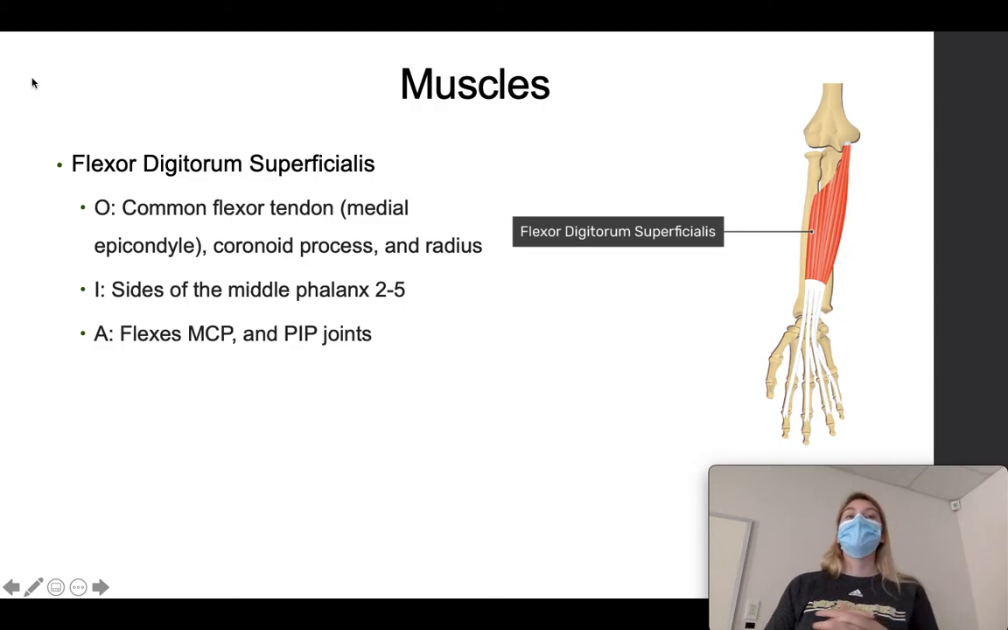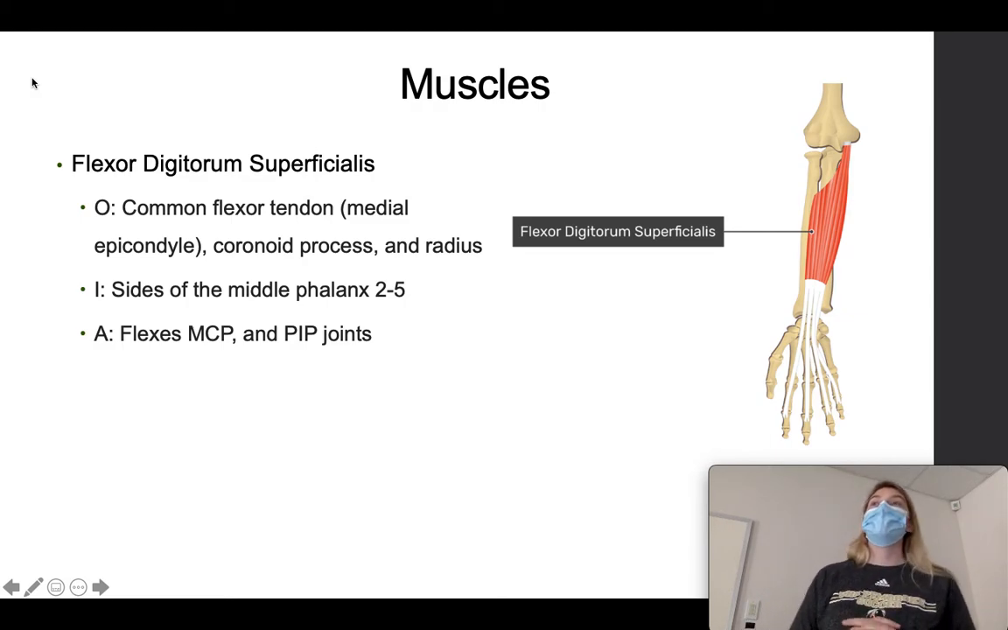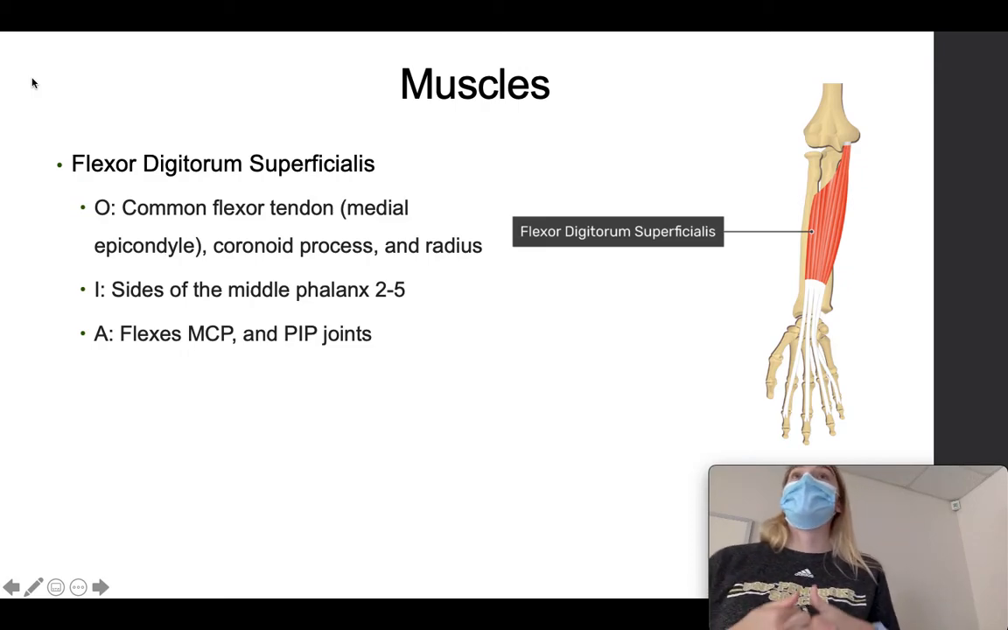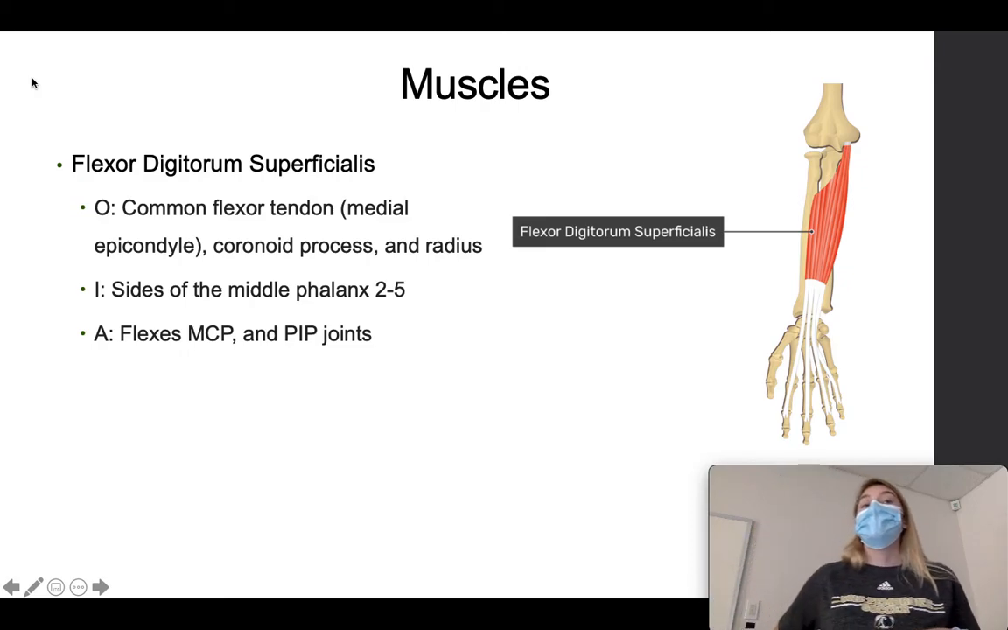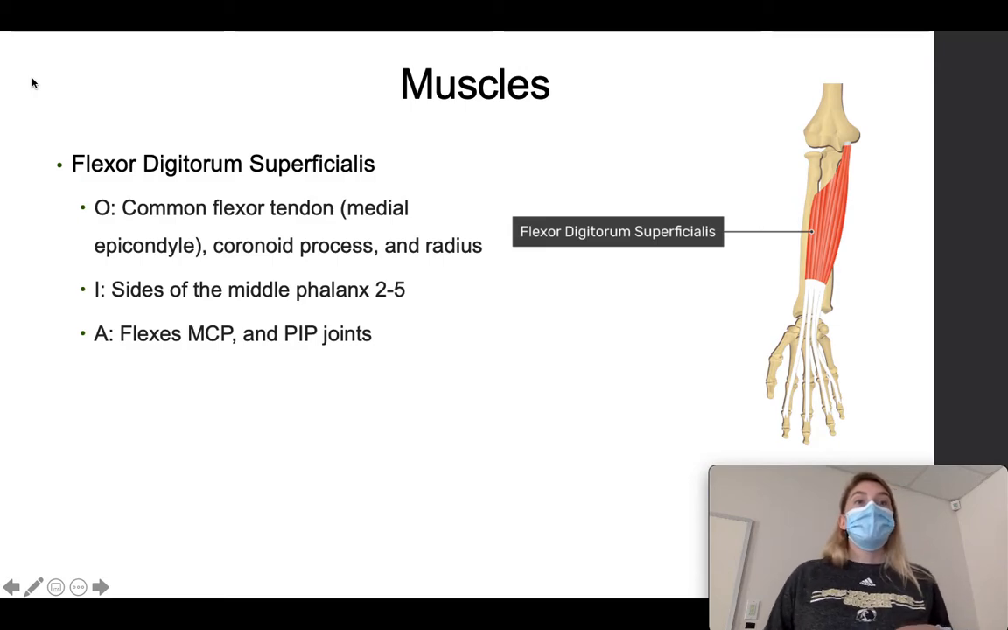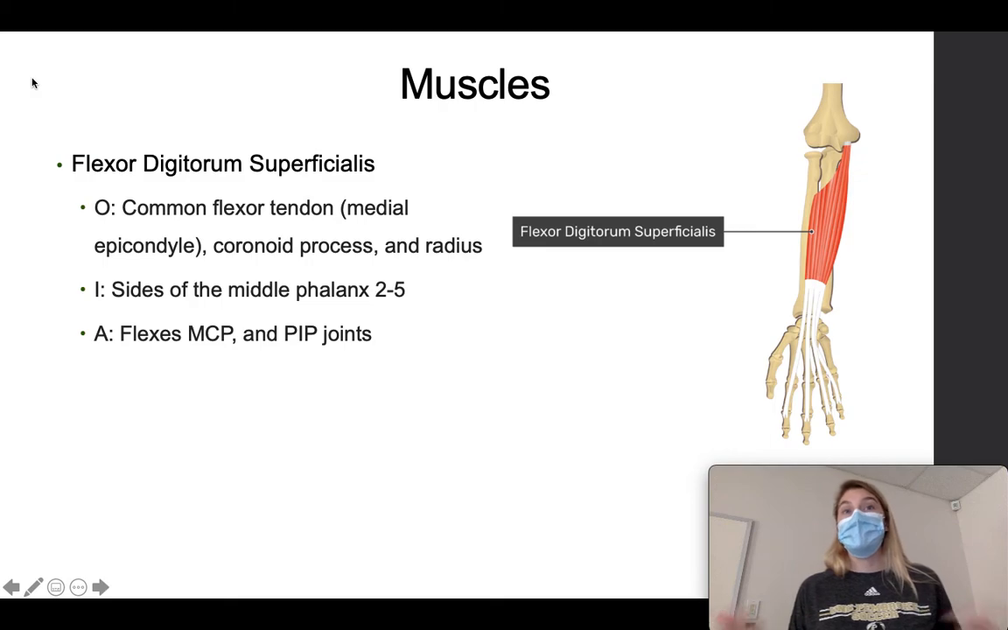Okay, so flexor digitorum should sound familiar because that was in the toes. But flexor digitorum superficialis is specifically in the hand. So the flexor digitorum superficialis origin is going to be the same common flexor tendon coming off that medial epicondyle.